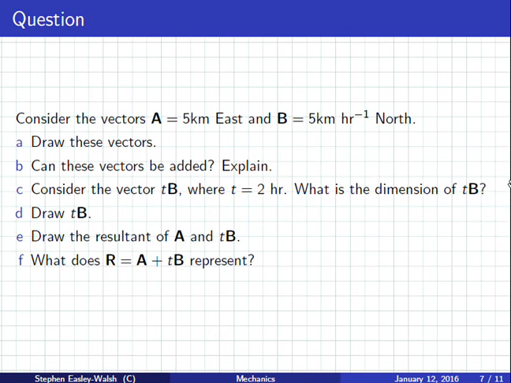So for example, if this is A and this is B, well then this here is minus B. So then this here A and this here minus B. This here will be A plus minus B. In other words, A minus B. So you can subtract vectors as well. Yeah, okay, that's all to say about that.